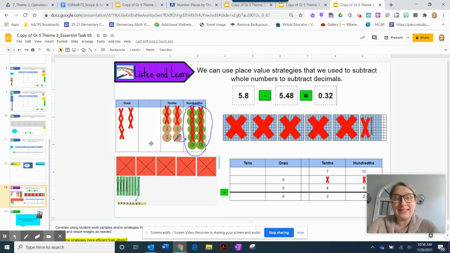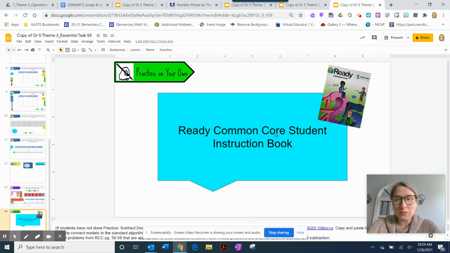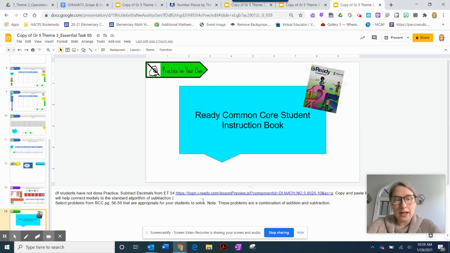Regrouping, doing all these disks, doing all these place value blocks, it takes a lot of time and it's a lot of work. So is that considered moving forward? Are we going to still see that as an efficient and as an effective strategy? There are some Ready Common Core pages here that you can assign to your students. If you haven't done that video, that interactive video, definitely have them do that.